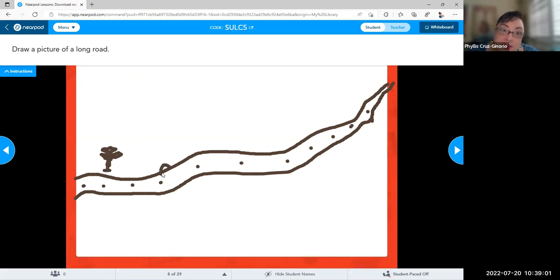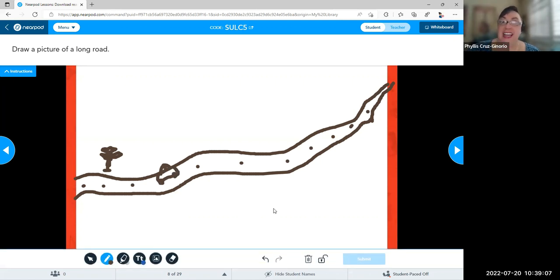Here's a picture of a little car. All right, Miss Cruz, we better hurry up and move on. That's a long road. Yes.